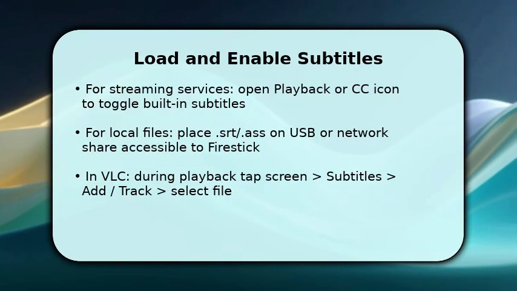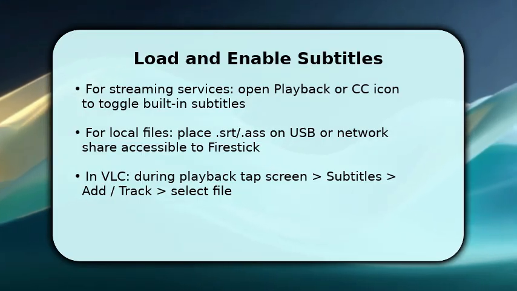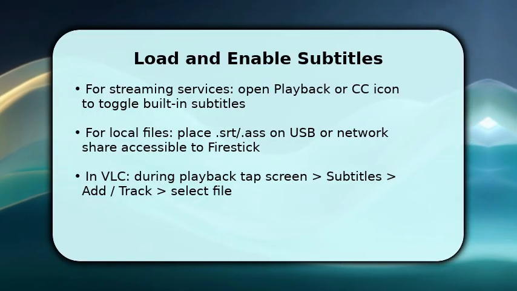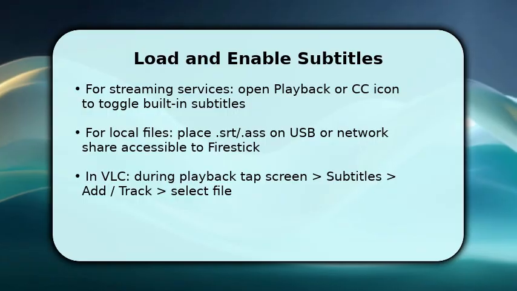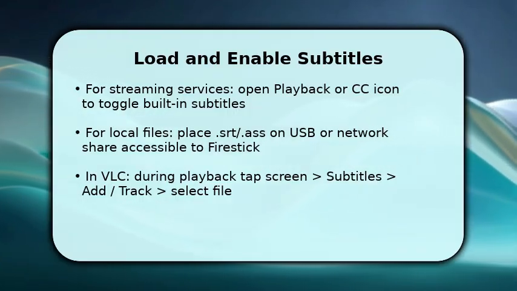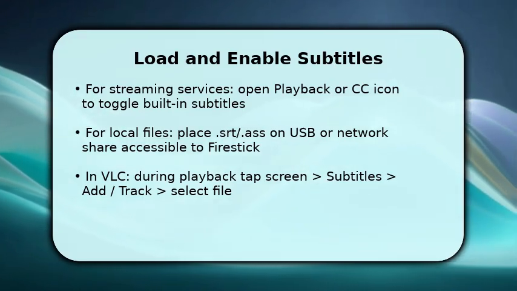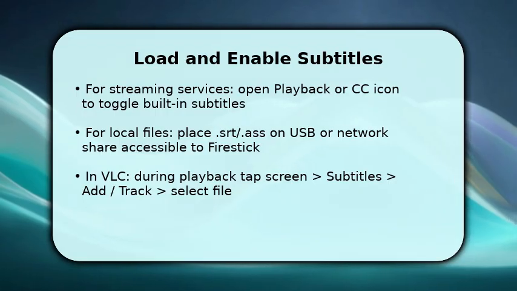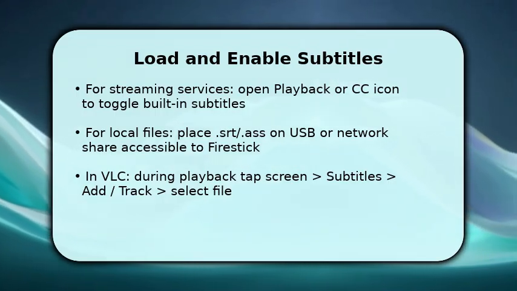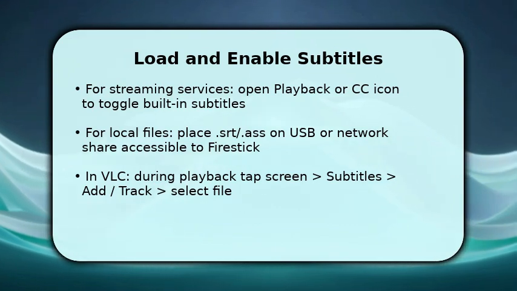You now load and enable subtitles. For built-in streaming captions, start the video and open the playback controls. Select the CC or subtitle icon to choose language and style. For local subtitle files, copy SRT or ASS to a USB or a network share and make sure Firestick can access that location. If using VLC, start playback, tap the screen, choose subtitles, then add or track and pick your file. Make sure file names match the video or manually load so timing aligns.